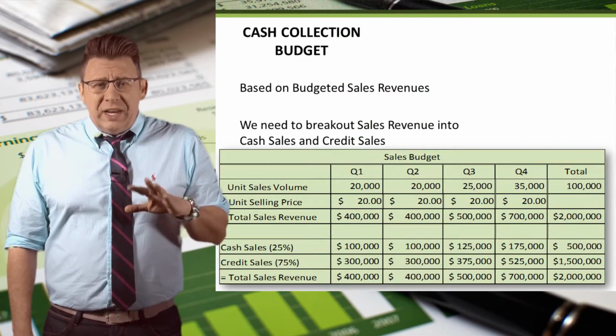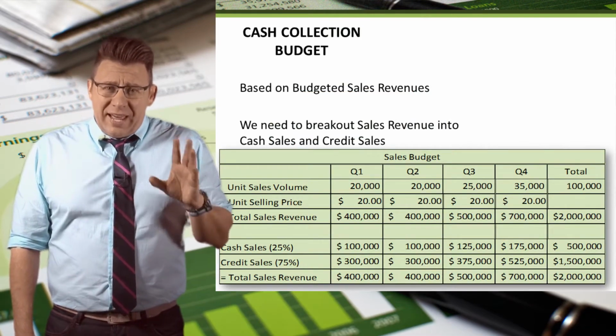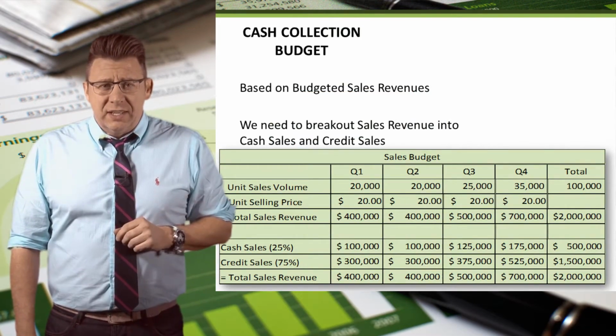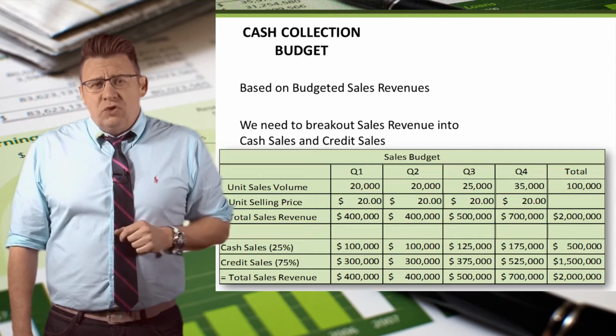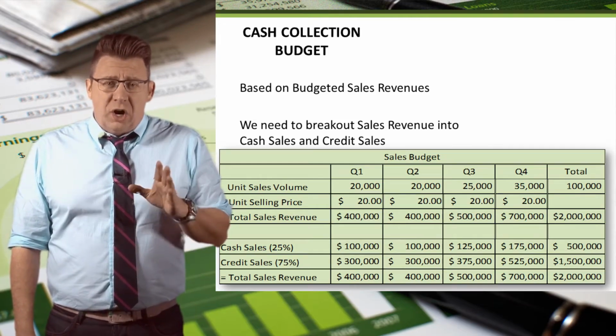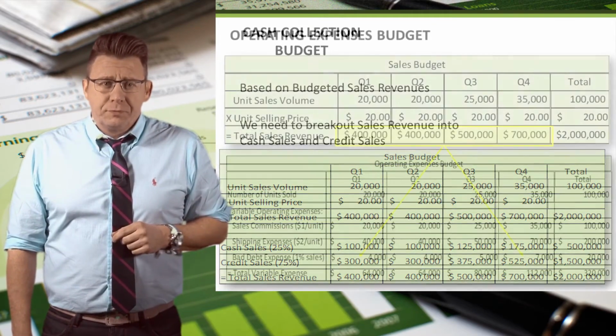To start with, we need to break out our sales between cash sales and credit sales. In this example, let's assume that 25% of sales revenue are cash sales.